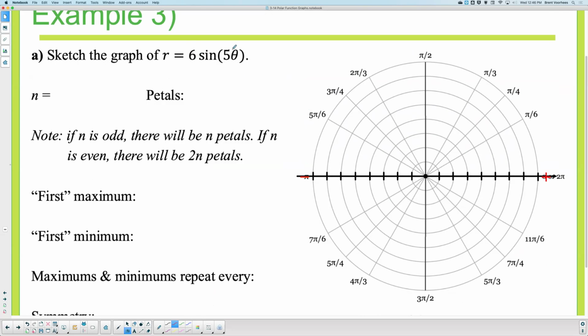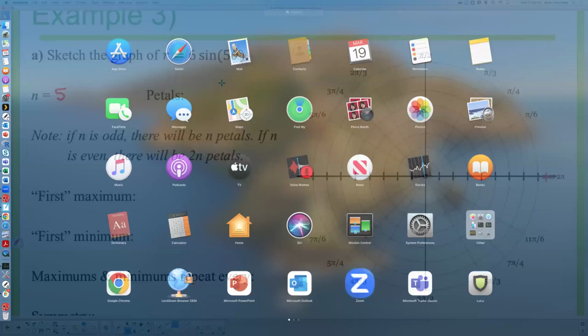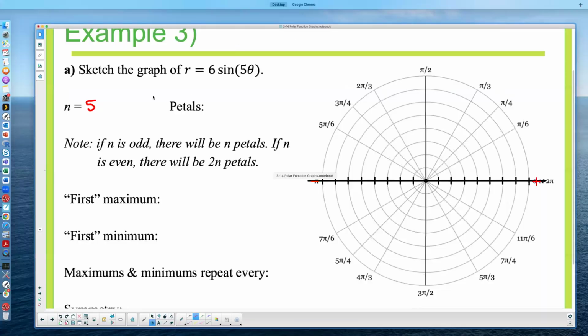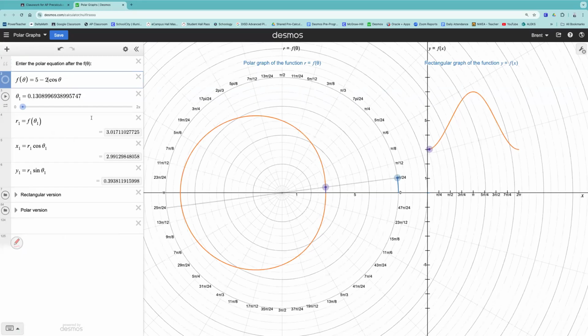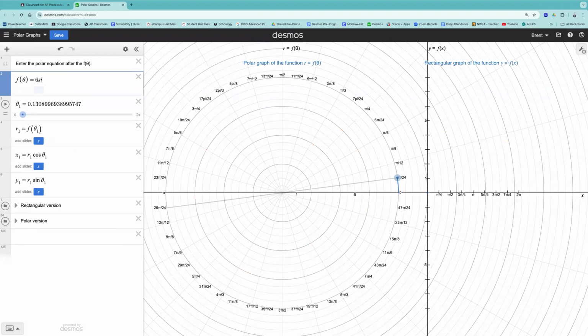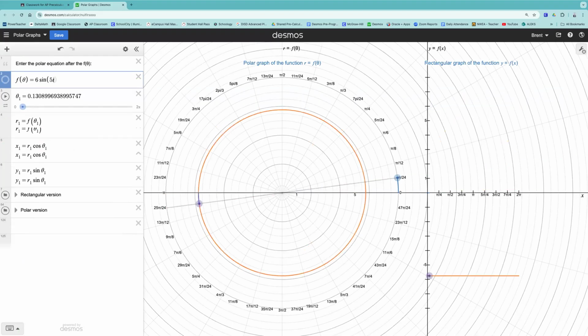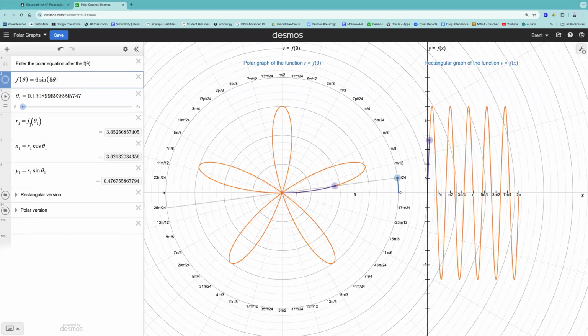This time we have a letter on the inside. That is N. I want you to put here n is 5. Let's try this again. Put n is 5. And then let's go to the calculator and see what shape we see this time. It was 6 sine 5 theta. What does that graph look like to you? A flower. Perfect.